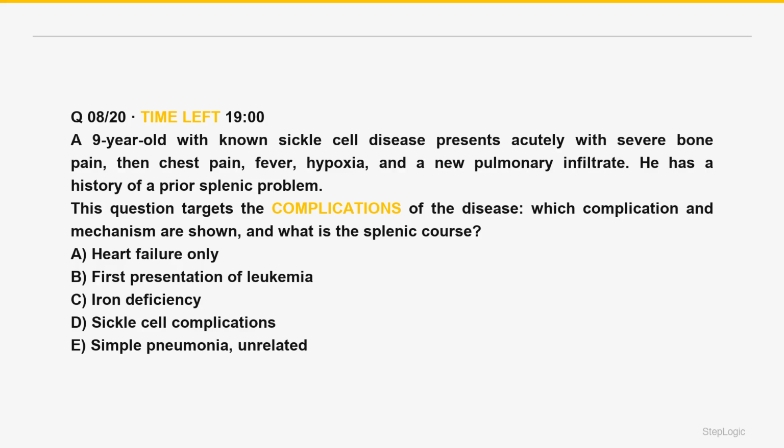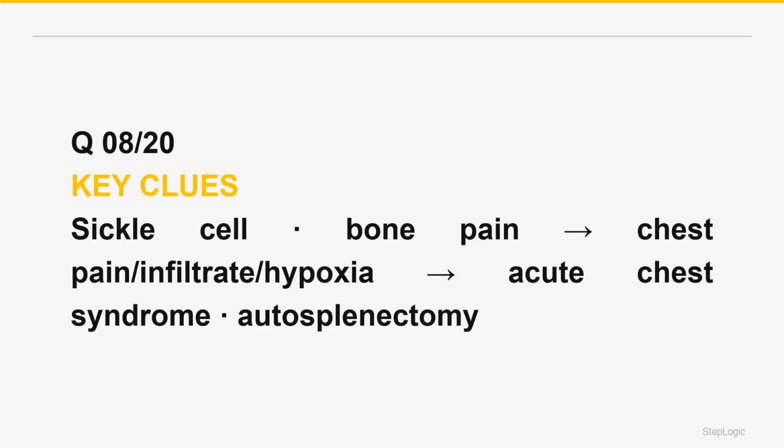Sickle cell, vaso-occlusive crisis, leads to acute chest syndrome. Autosplenectomy leads to encapsulated infections. Parvovirus leads to aplastic crisis. This question revisits sickle cell disease from the complications angle. The underlying mechanism is the same.